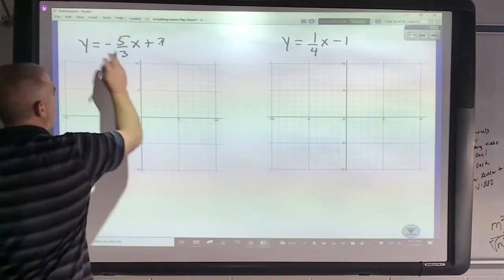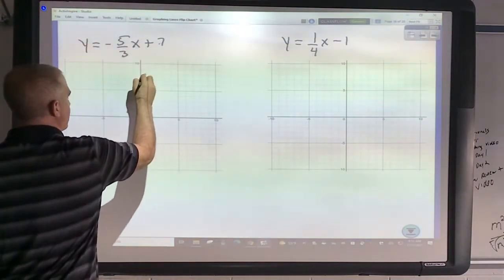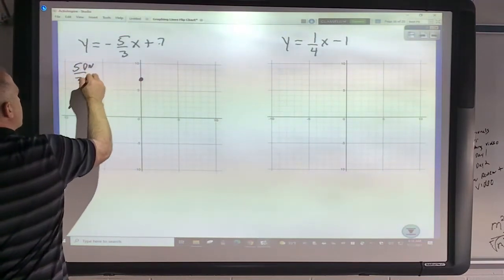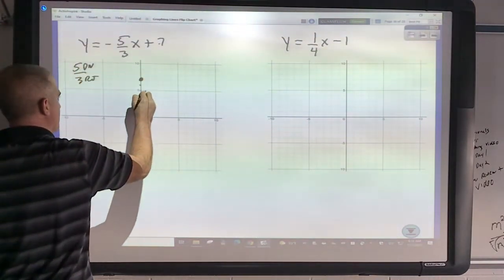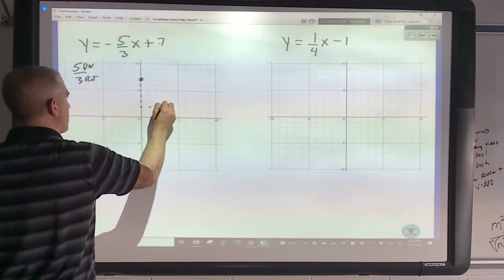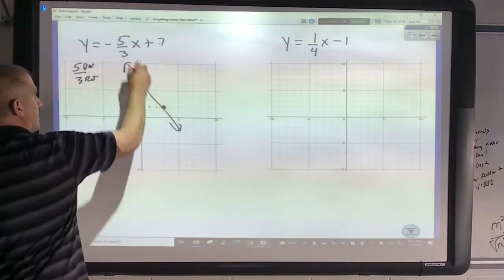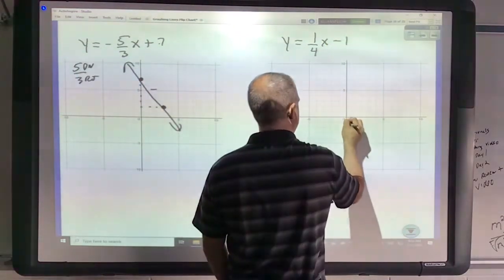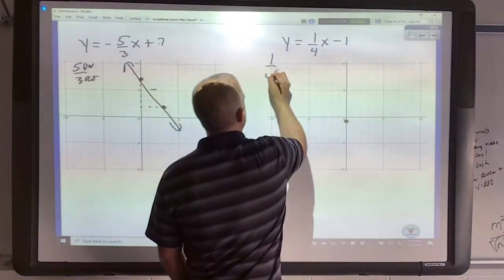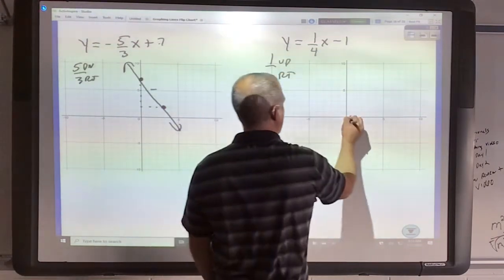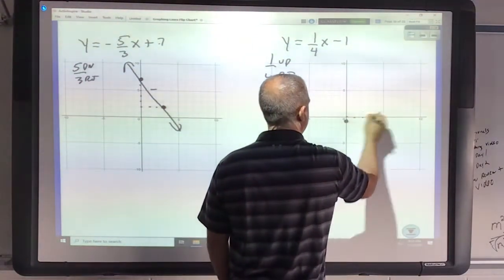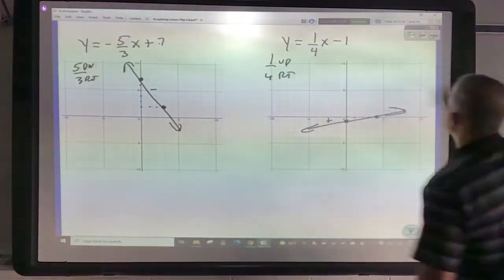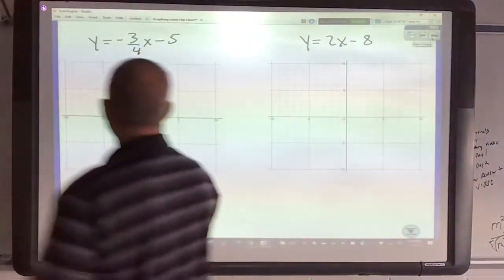So this is y and x, so I would start at y is 7. That is 5 down, 3 right. So 1, 2, 3, 4, 5, 1, 2, 3. Connect the dots. That's negative slope, that's negative, I'm good. This one, the y-intercept would be -1. Because of that, I'm going to go 1 up, 4 right. So 1 up, 1, 2, 3, 4 right. Connect the dots. That's a positive slope, positive slope. Good shape.